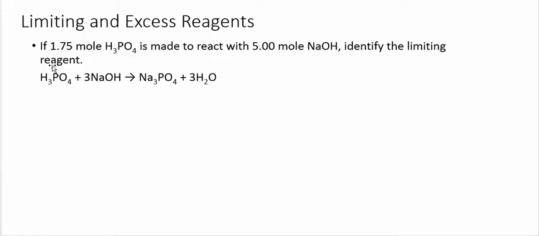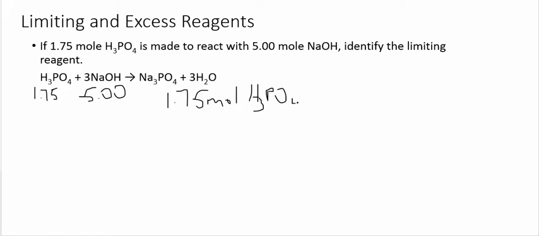So now we're going to do some calculations with limiting and excess reagents. Let's say we have 1.75 moles of H3PO4 and we have 5 moles of NaOH. And I want to know what the limiting reagent is. Since I have 2 numbers, the easiest way to set these problems up is to set up 2 separate equations. So I'll start with 1.75 moles of H3PO4 as my first equation. It does not matter what product I solve for. So I will solve for the Na3PO4.